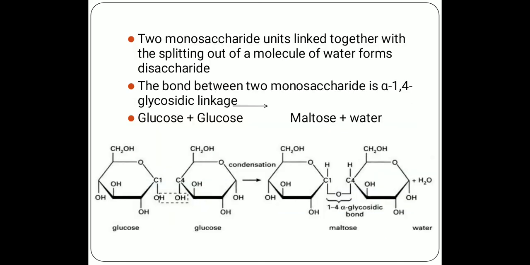Two monosaccharide units linked together with the splitting of a molecule of water form a disaccharide. The bond between two monosaccharides is an alpha 1,4 glycosidic linkage. A glucose molecule linked to another glucose molecule gives maltose and water. The reaction is given there.